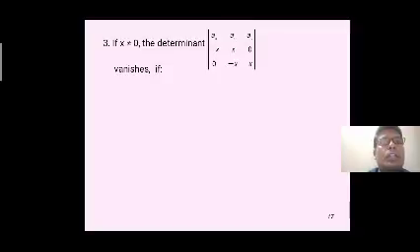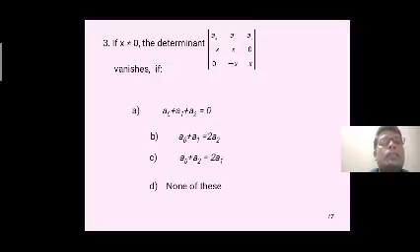If x is not equal to 0, the determinant a1 a0 a1 a2, minus x 0 0 minus x vanishes if: a0 a1 a2 is 0, a0 plus a1 equal to a1, a0 a2 equal to a1, d none of this.